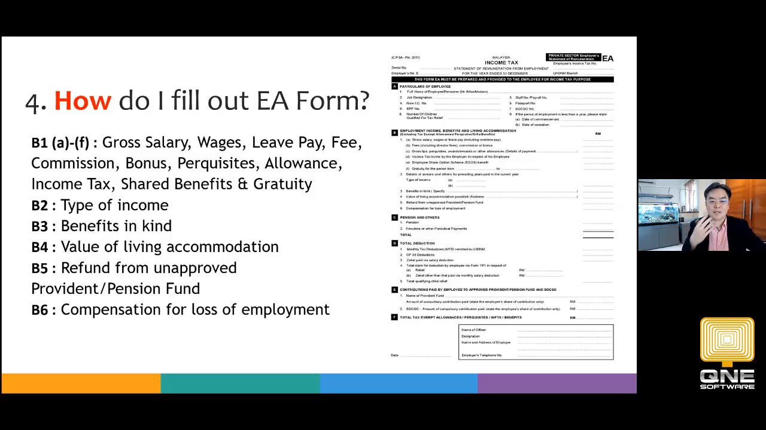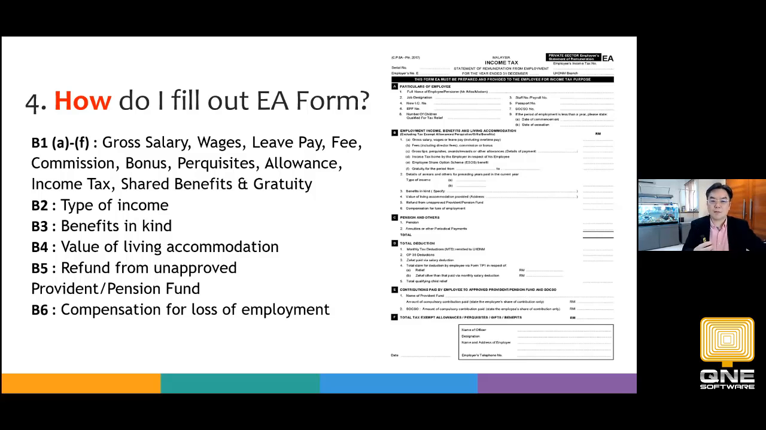And of course B6, as I mentioned just now, the compensation for loss of employment. It is important to know that during this time we can see that the unemployment rate has gone up. So B6 is probably quite common now, and hopefully I would like to see the unemployment rate improve. But all this compensation for loss of employment has to be filled in as well.